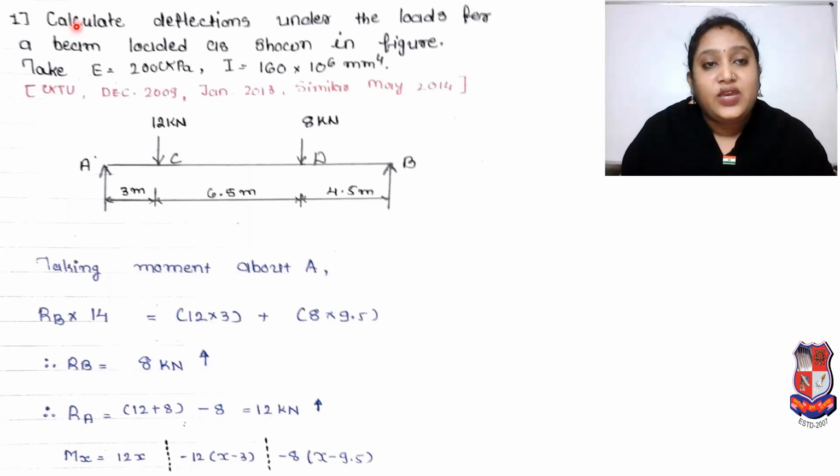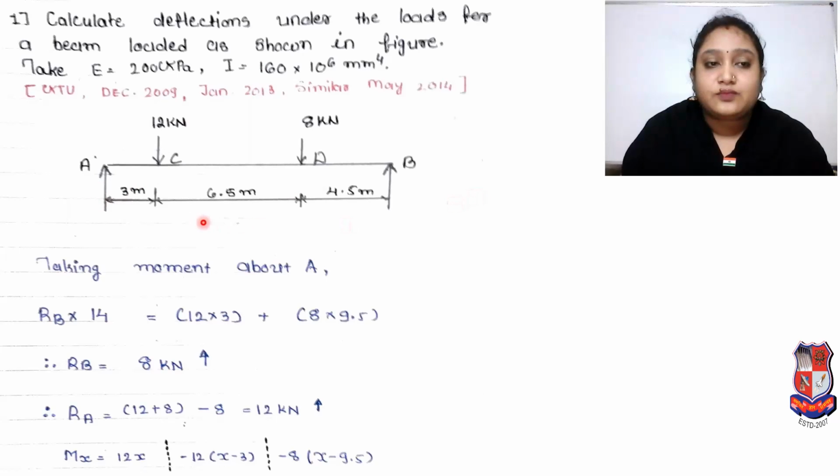Based on that you can calculate another problem by yourself. So first we have to read the data properly so we can understand which data are given and what we have to find. Calculate deflection under load means these are the loads, both the loads are point loads. So under that load we have to find deflection. For the beam loaded as shown in figure means the figure is already given, E is given and I is given.